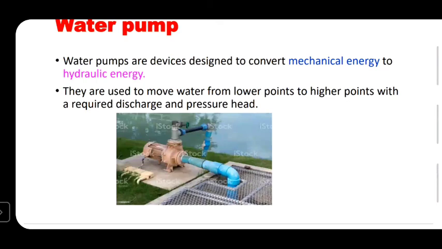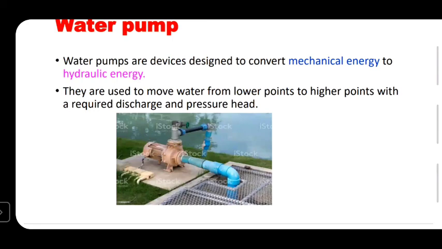I have content in one of the PPTs about what discharge is and how discharge is calculated. I think you learned the discharge maybe in 11th or 12th science. What is discharge?